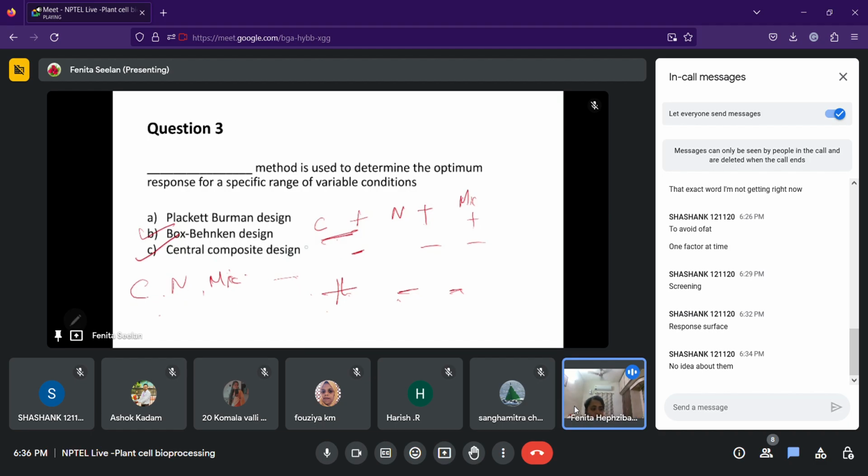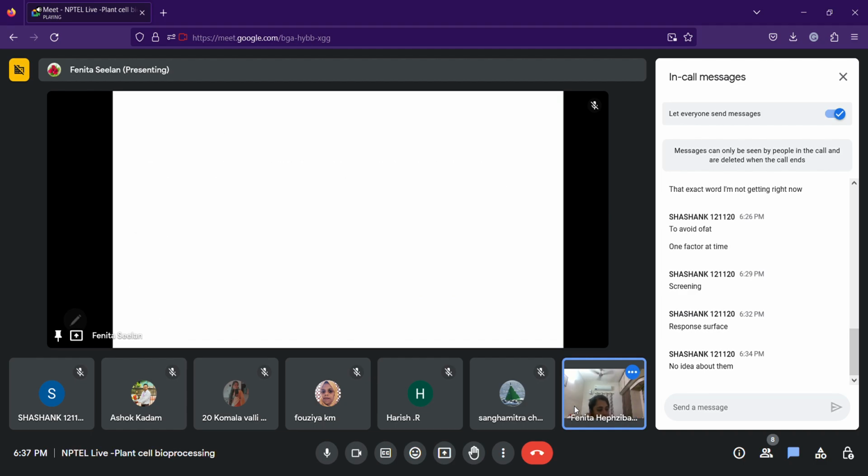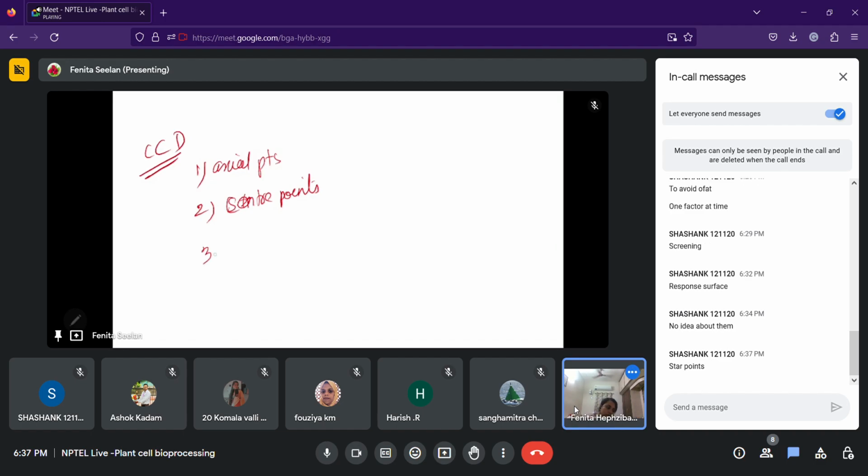So what we will do, instead of in your Plackett-Burman design, where you went with high and low value of a particular factor, here you will give different data points. Say for example, in case of your CCD, there are three different points we call. One is axial points, another one is your center points, the other one is axial, center, and star points.